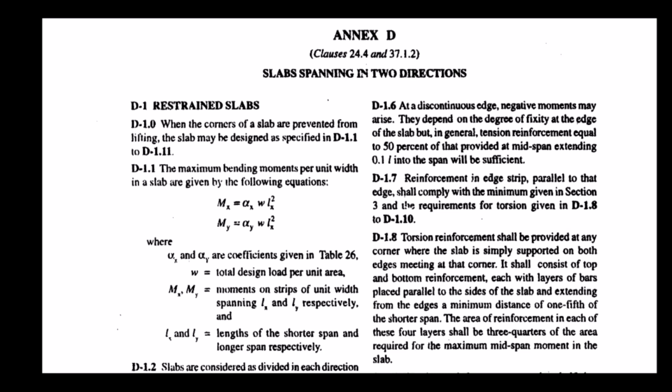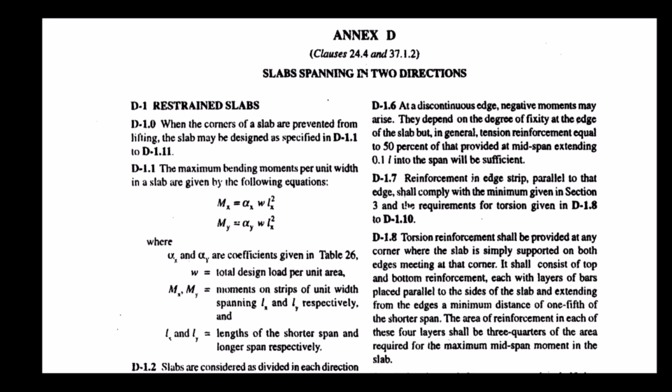So where is Annex D of IS 456 2000? As per clause number D-1.1, the maximum bending moments per unit width in a slab are given by the following equations. Mx for the shorter span is equal to alpha x w Lx square, and My, the moment for the longer span, is equal to alpha y w Lx square, where alpha x and alpha y are coefficients given in Table number 26. We will go through Table 26 after this.